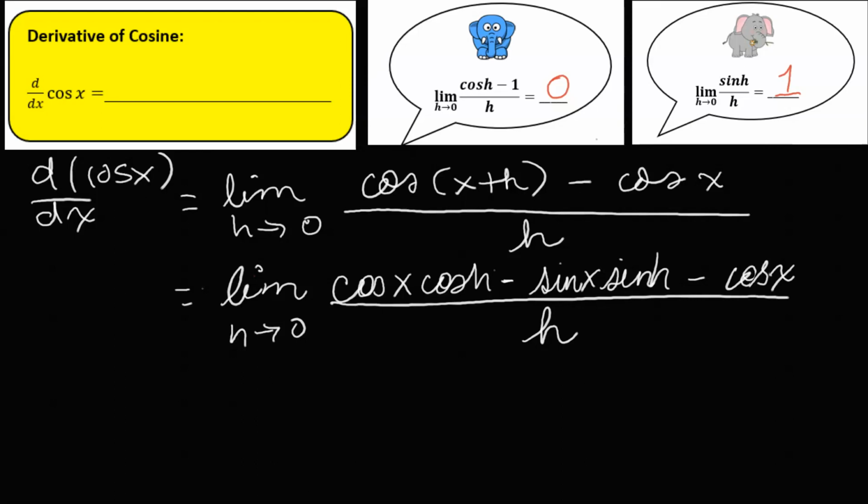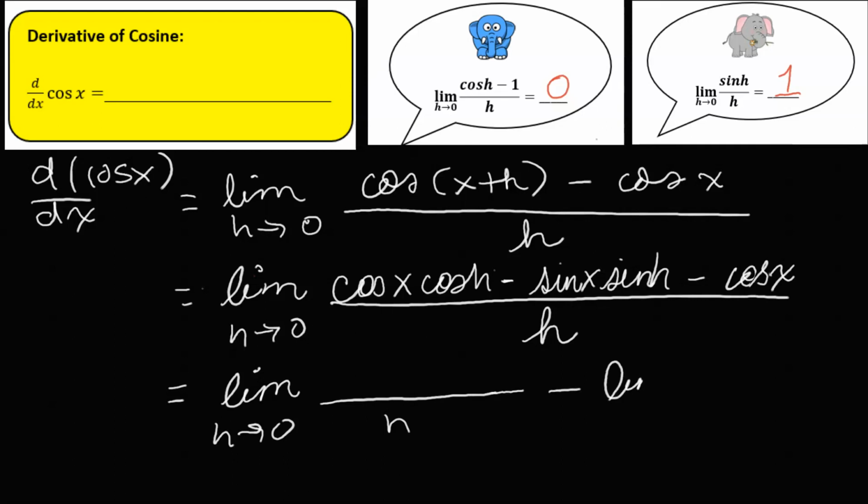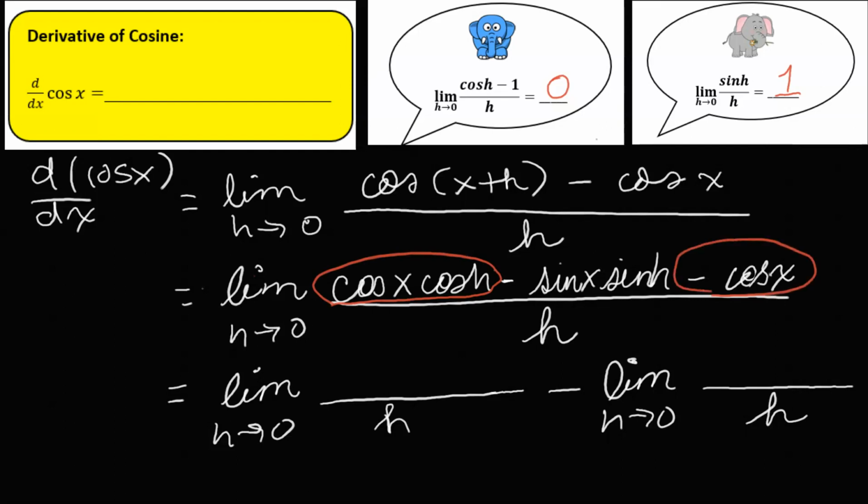Now, again, we're going to do a little factoring here and separate the limit as h goes to 0 of something over h here, minus the limit as h goes to 0 of something over h here. I write h like this so it doesn't look like an n. For the first and last term, they both have a cosine x. I'm going to go ahead and factor out cosine x.